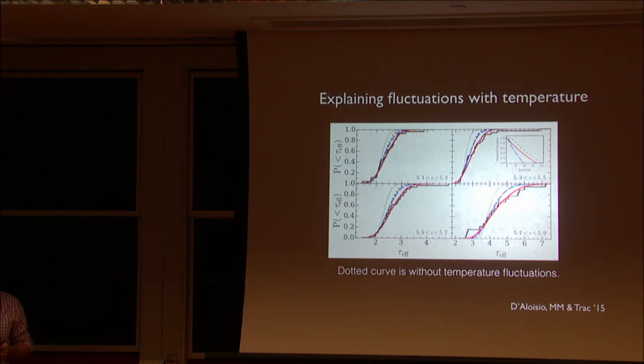So then you can go back to the statistic where the dotted curve is the density fluctuation only model, the histogram is the observations, and then the different curves are different reionization histories. That's what we find this is most sensitive to.